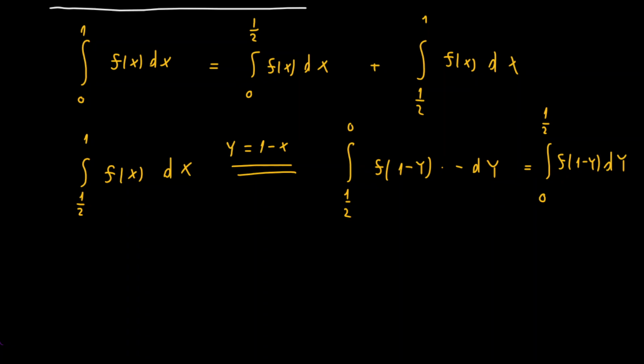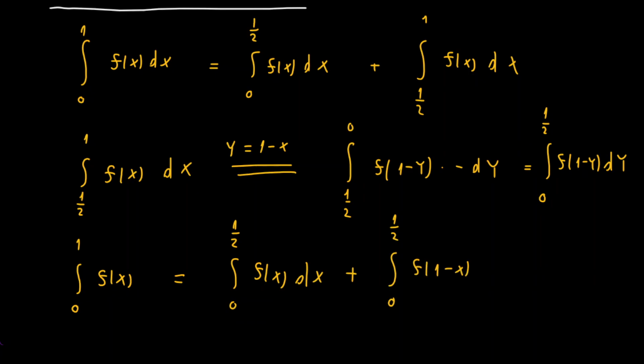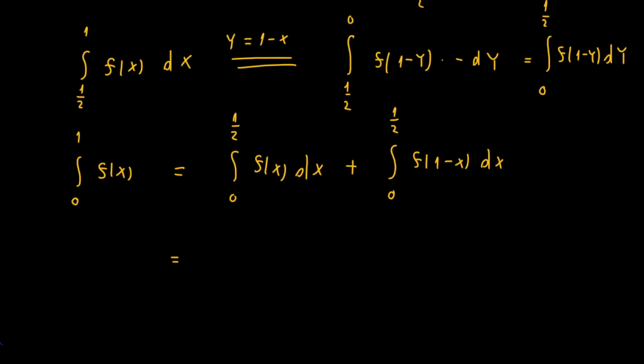And my integral from 0 to 1 of f(x), I can write as the integral from 0 to 1 over 2 of f(x) dx plus the integral from 0 to 1 over 2 of f(1 minus x) dx. Because right now I can change y with x. And we have here the integral of f(x) plus f(1 minus x) dx.